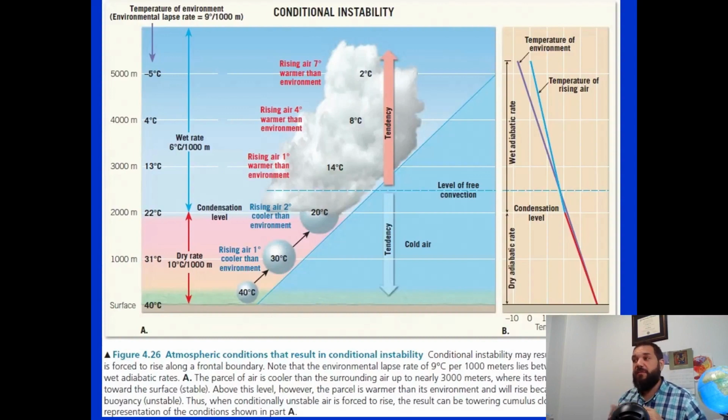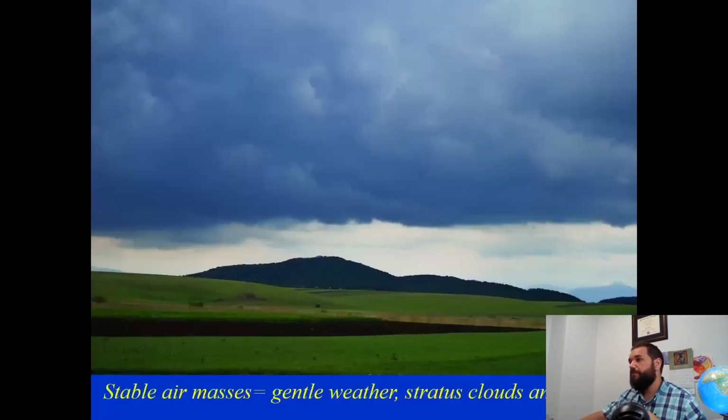That's absolute instability. Conditional instability happens when basically the ELR is between the WALR and the DALR. Okay, it's when the ELR is maybe less than the dry adiabatic lapse rate, but more than the wet adiabatic lapse rate. So you end up with a crossover. So you see how here the ELR crosses paths with the adiabatic lapse rate. Okay, and that's conditional instability.